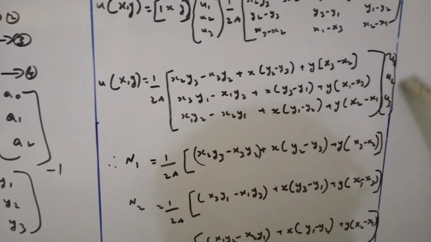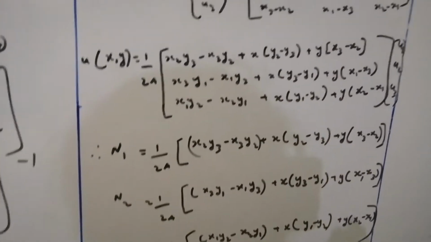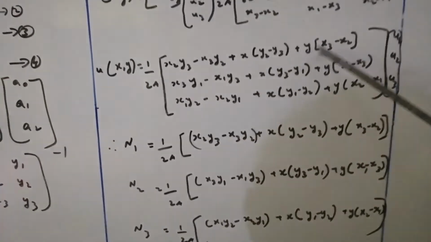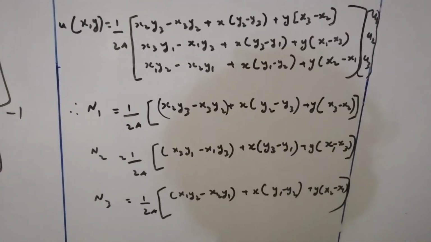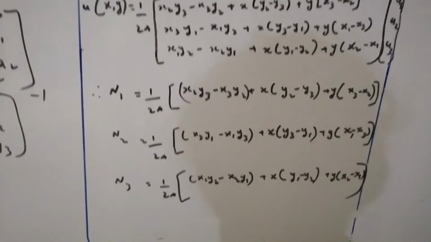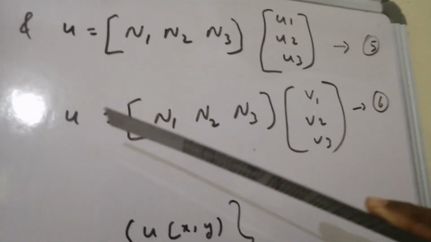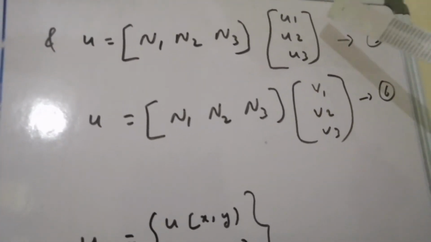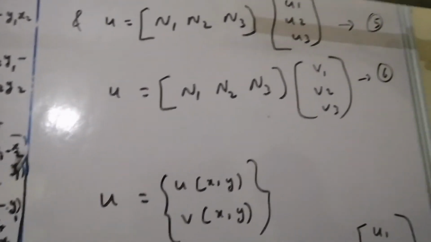If we come to a situation like this, we will get the value of the shape function, and the shape function N1 equals 1 by 2A into this whole term, that is, x2 y3 minus x3 y2 plus x into y2 minus y3 plus y into x3 minus x2. Similarly, N2 equals and N3 equals. We will have certain other equations: displacement u equals N1 N2 N3 times u1 u2 u3, and we can write the v term as N1 N2 N3 times v1 v2 v3, and we are combining these two.